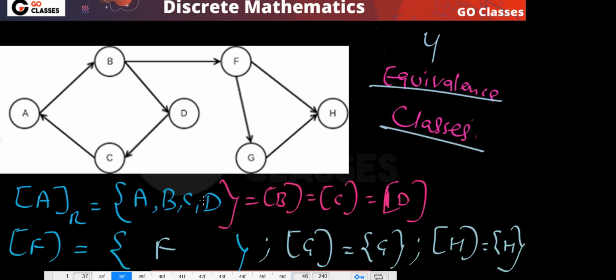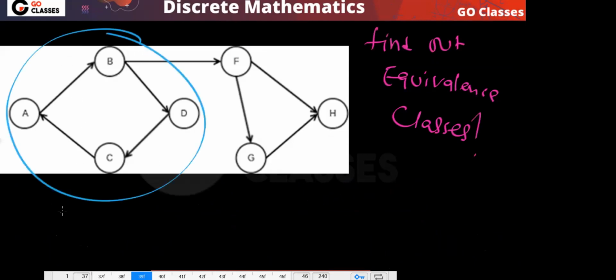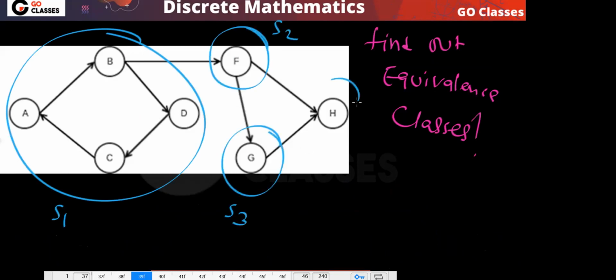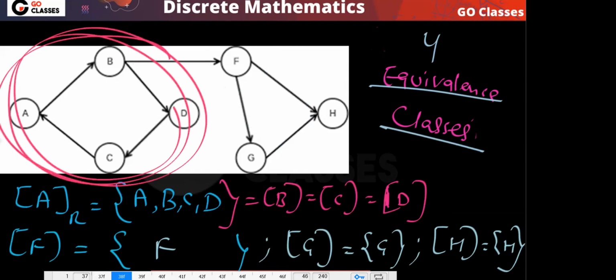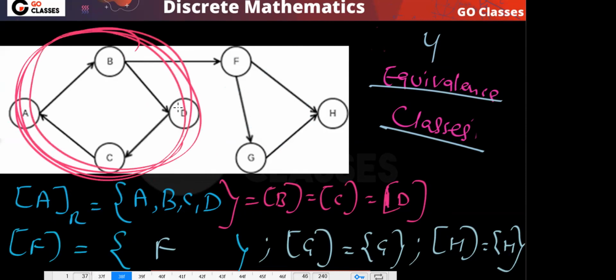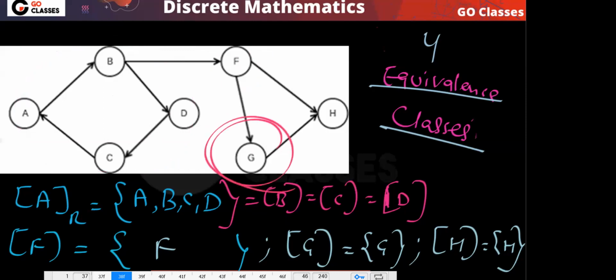Every equivalence class is basically a strongly connected component. You know this. So this is a strongly connected component, and this, and this. Because you can notice that in this area, everyone is strongly connected to everyone. So this is a strongly connected component.